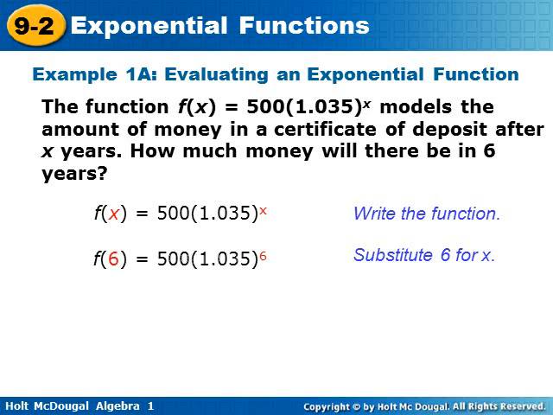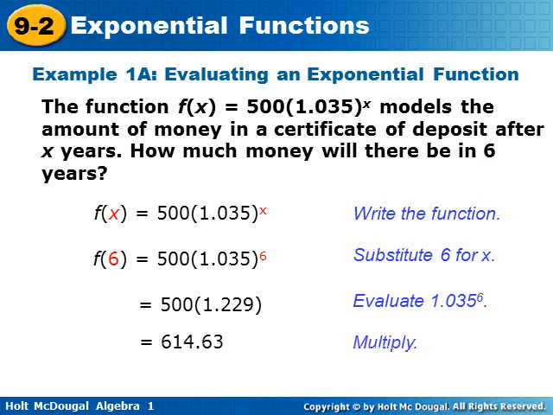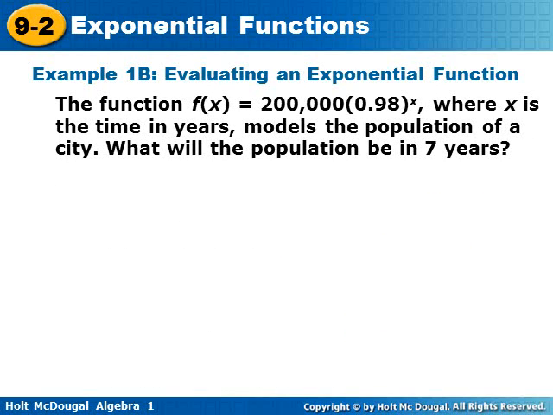So we get f of 6 is 500 times 1.035 raised to the 6th power. You're going to evaluate 1.035 raised to the 6th power. You always do the power first. And you get 1.229. Then you multiply that by 500, and you get 614.63. So there will be $614.63 in 6 years.